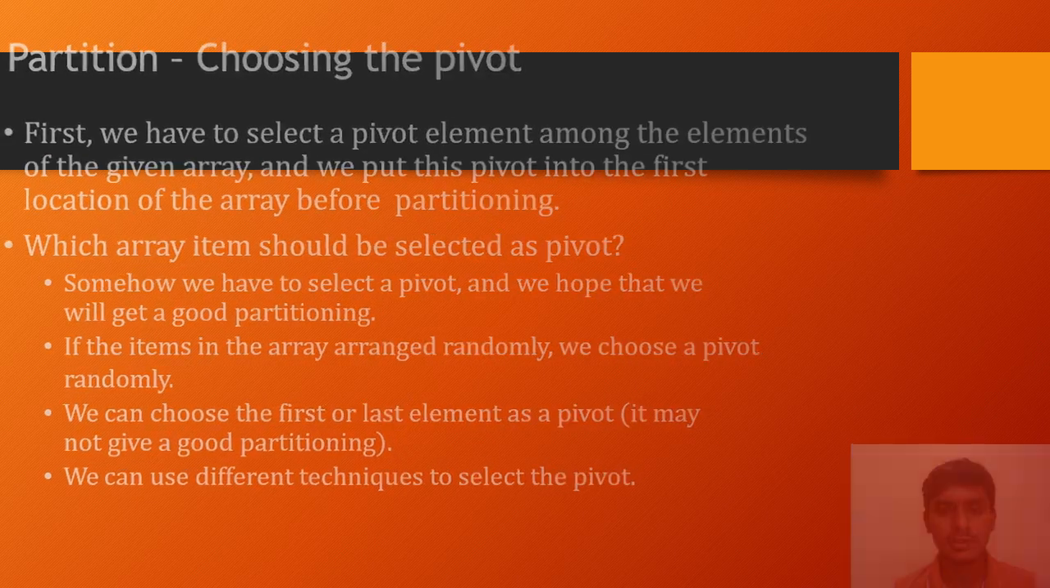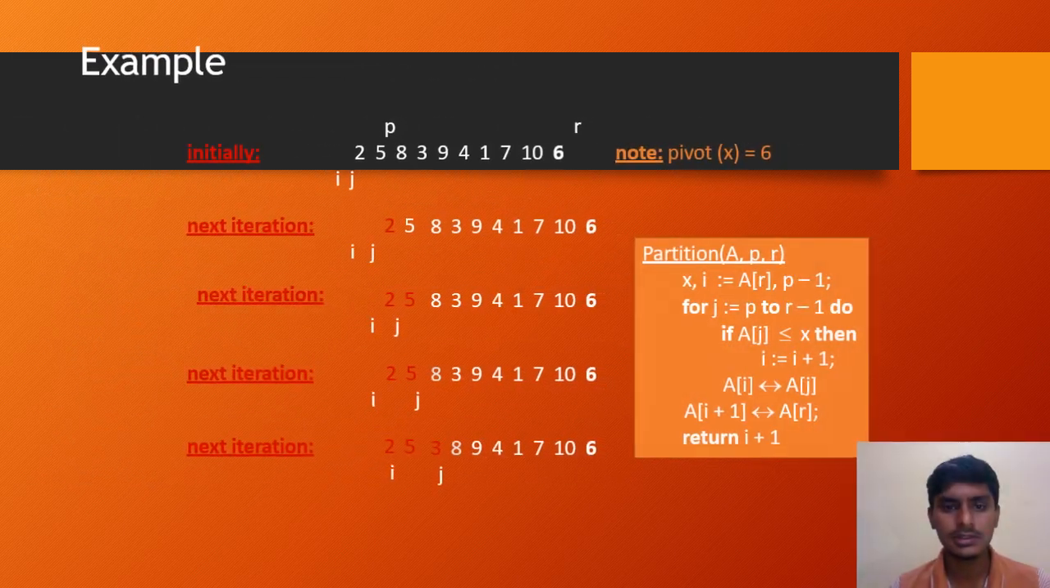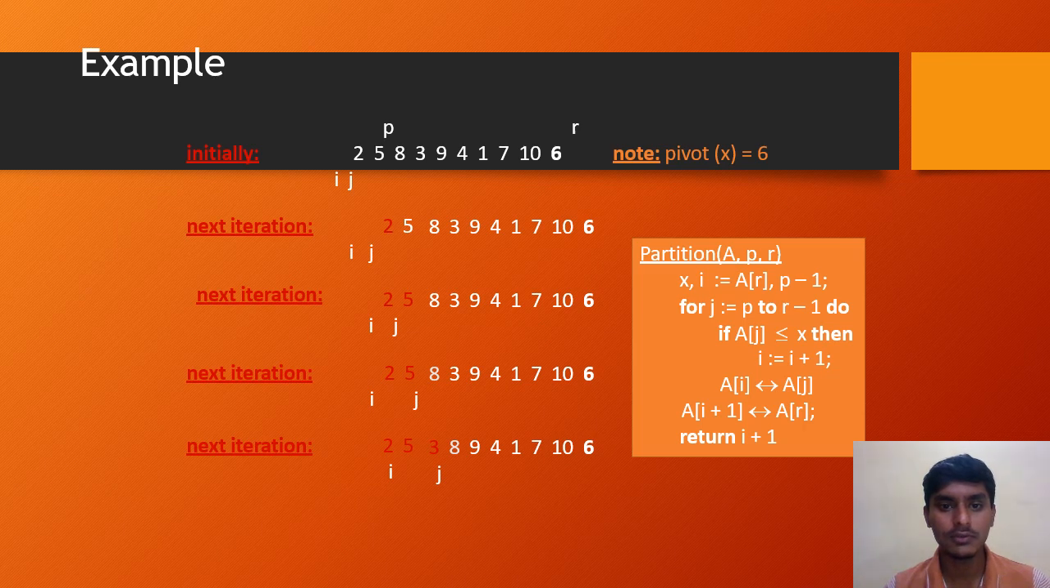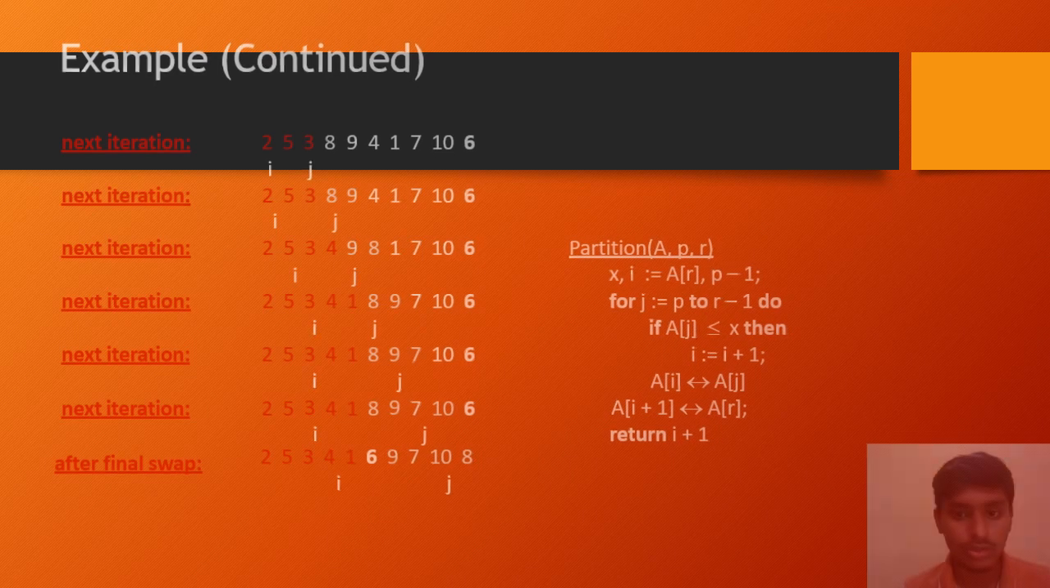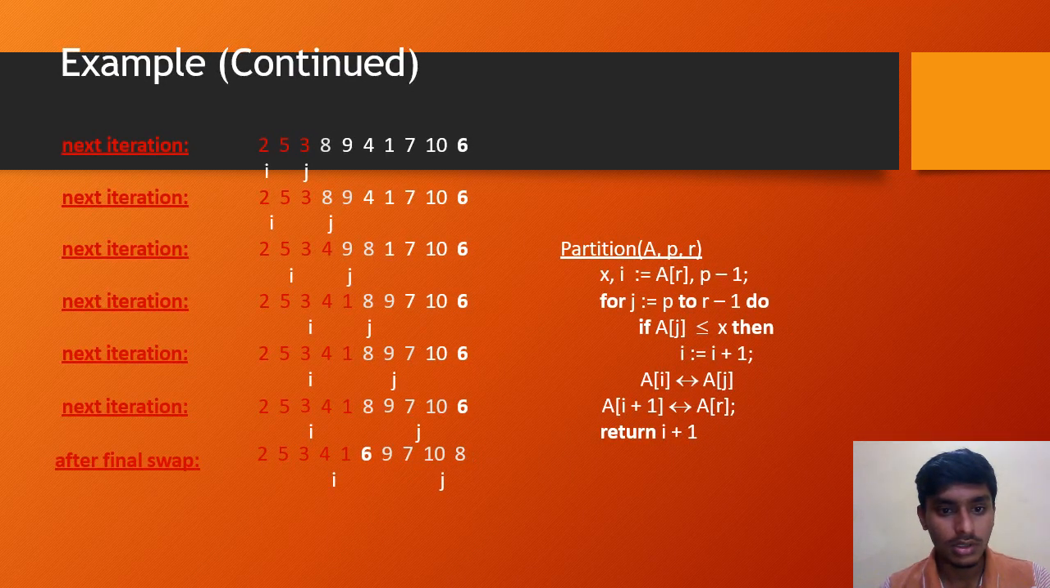Example: initially we have 2, 5, 8, 7, 3, 1, 7, and 6, and the pivot is 6. So the iterations are shown here, and the partition is going to be like this. And the next example is continued here.